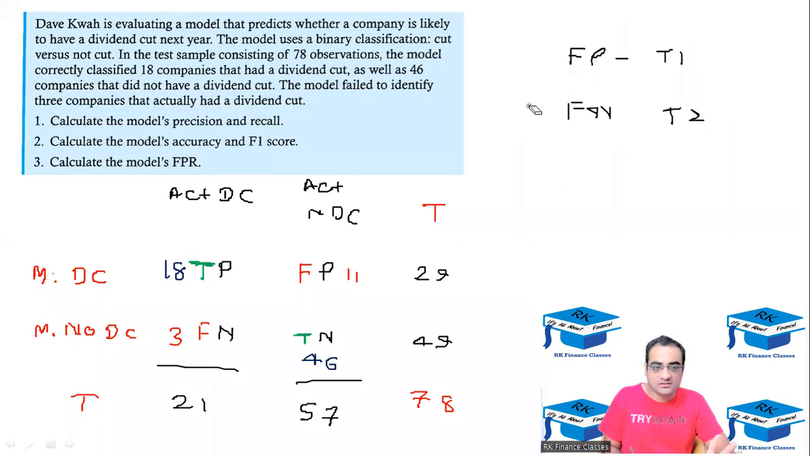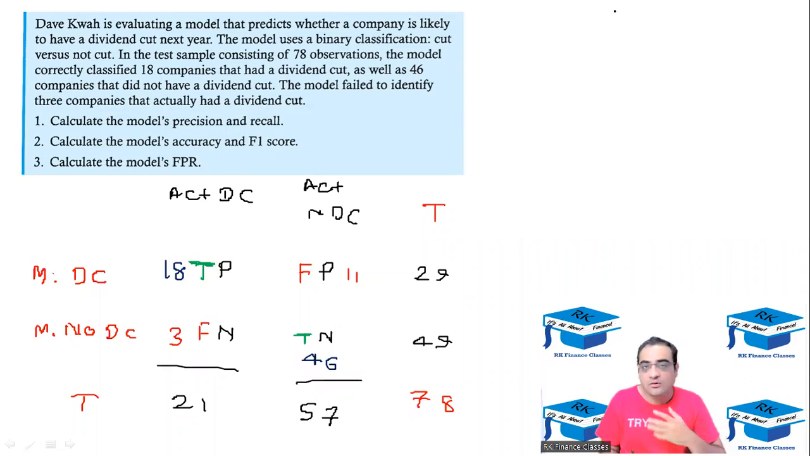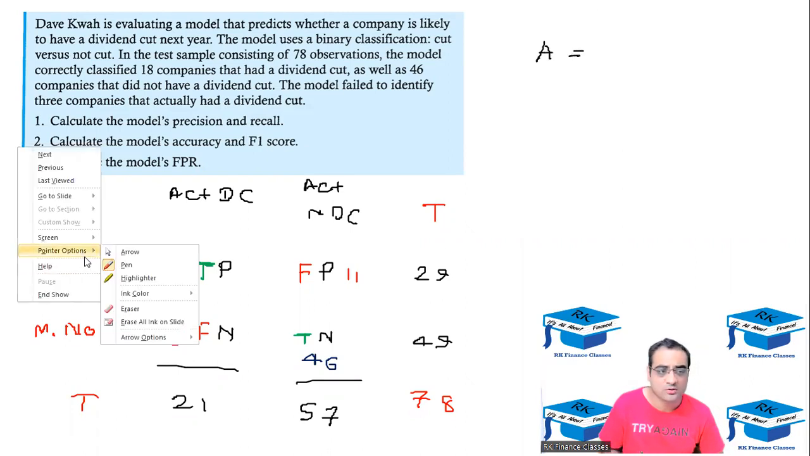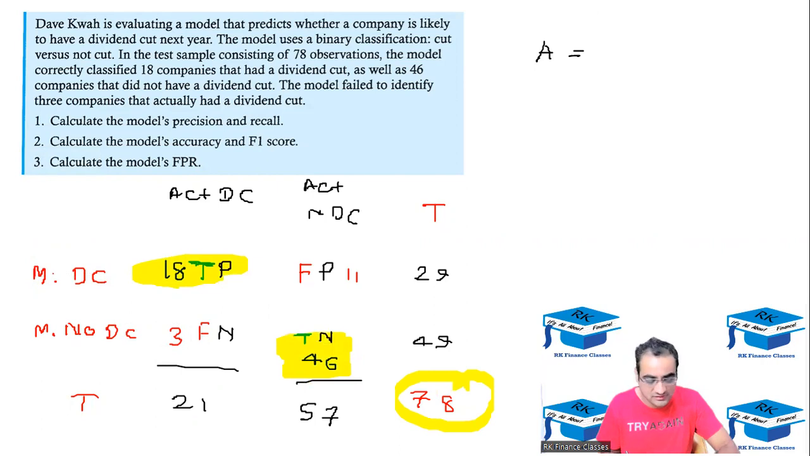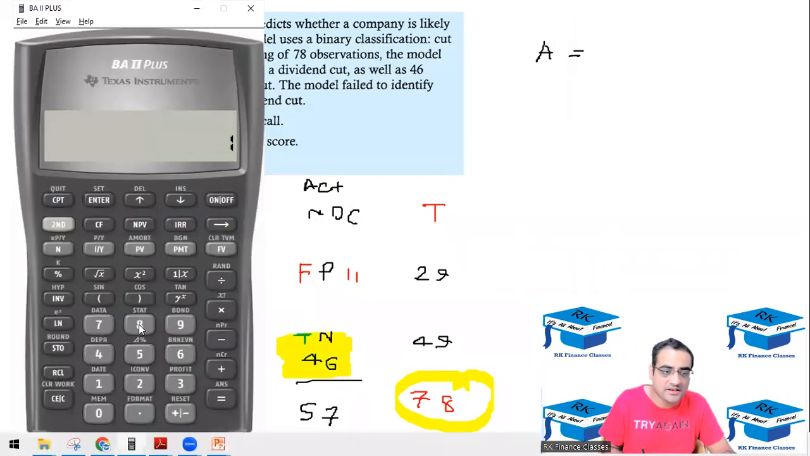Okay, so just remember that false positive is type 1 and false negative is type 2 error. Hope you have taken a note of that. Now going ahead, one is accuracy, which I had already said: these are the true numbers, true positive 18 and true negative 46, out of 78 is accuracy. So 18 plus 46, how much is that?